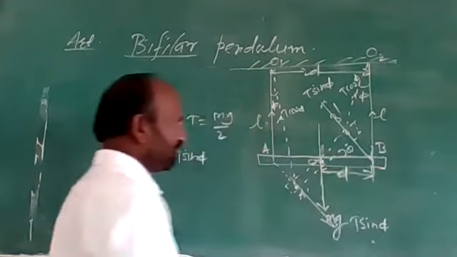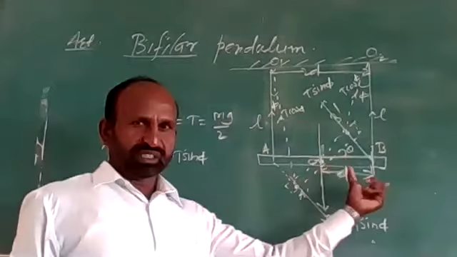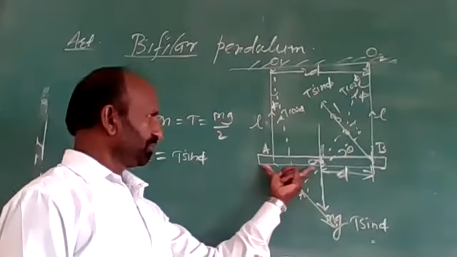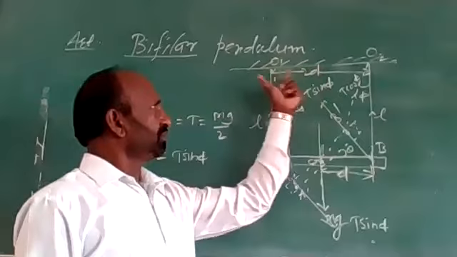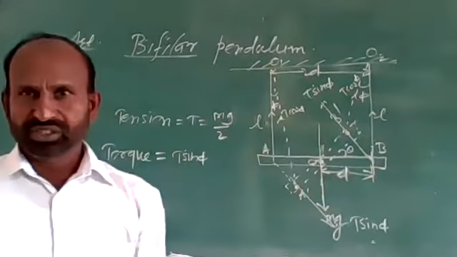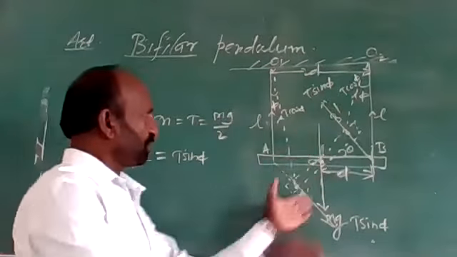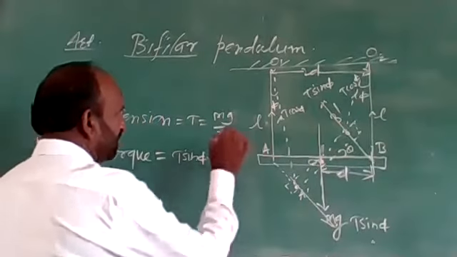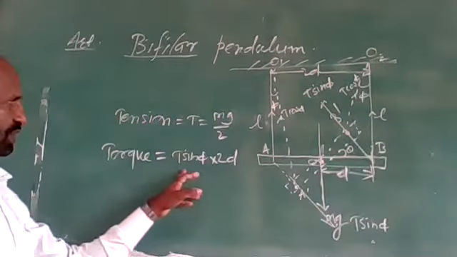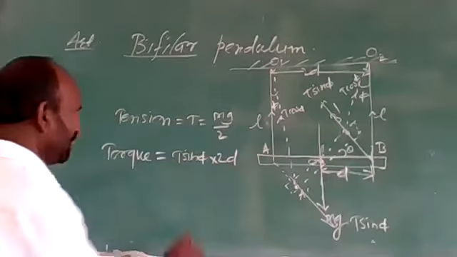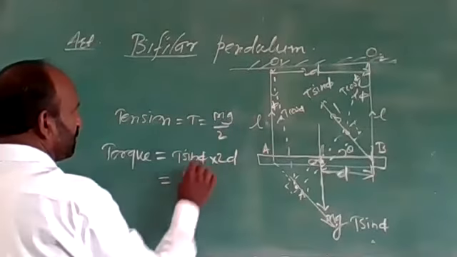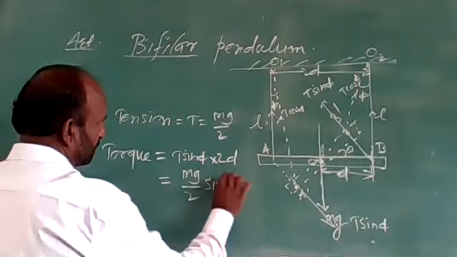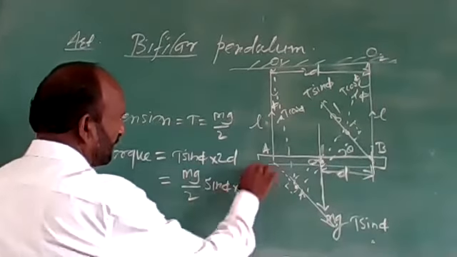Here we take d. From the center of gravity to one thread, that distance is d. From this to this is also d. So the total distance between the two threads will be 2d. So the total distance between these two forces, T sin phi, will be 2d. Torque is force into perpendicular distance. Now T is mg upon 2, sin phi into 2d.